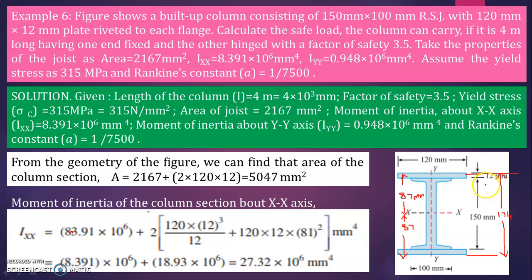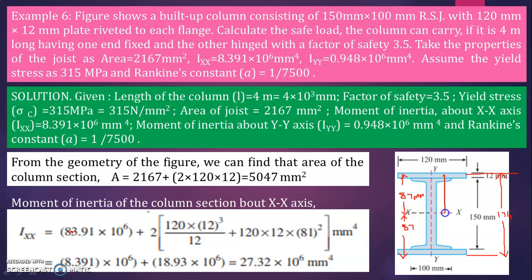So 120 into 12 cube divided by 12 plus A y square. What is area here? Area is 120 into 12. Now, what is y here? Y is always the distance from the neutral axis to the CG of that section. Now, I'm considering here, okay, this is y here for this.